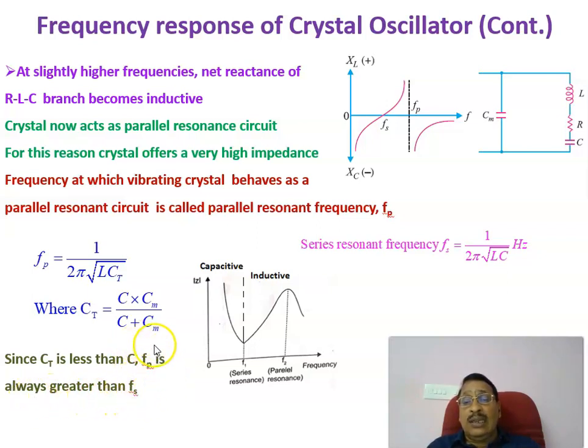That is why the parallel resonant frequency Fp will always be more than the series resonant frequency Fs. Fs is this one, and parallel resonance is this one. Therefore, here we can see the series resonant frequency and the parallel resonant frequency. At the parallel resonant frequency, the reactance is highly inductive, and at series resonance the resistance will be minimum. Therefore, this is called the series resonance frequency Fs, and this is the parallel resonance frequency Fp.